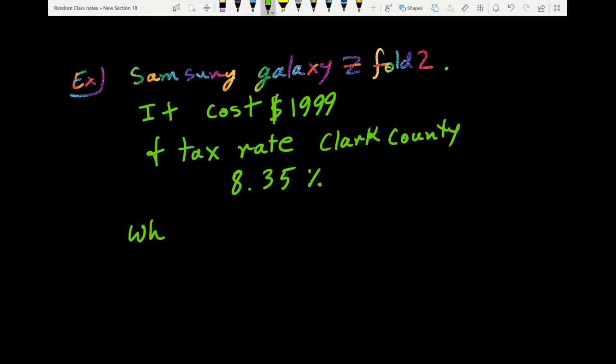So what is the total cost of the awesome phone?